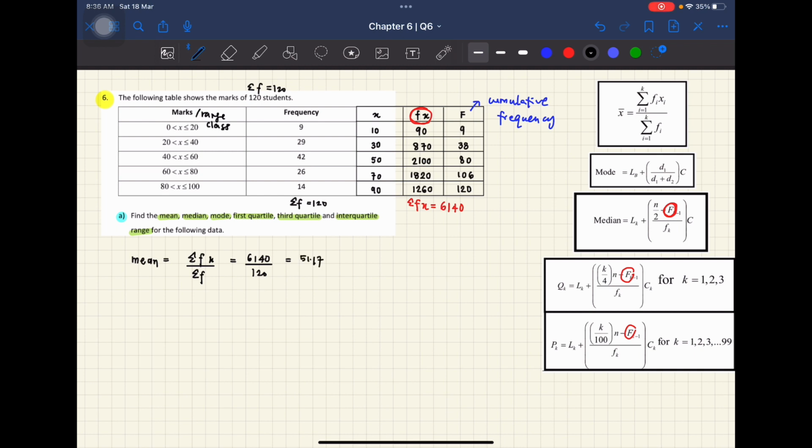Wait, let me just press the calculator. 6140 divided by 120. So 51.167. Yep. So 51.17.